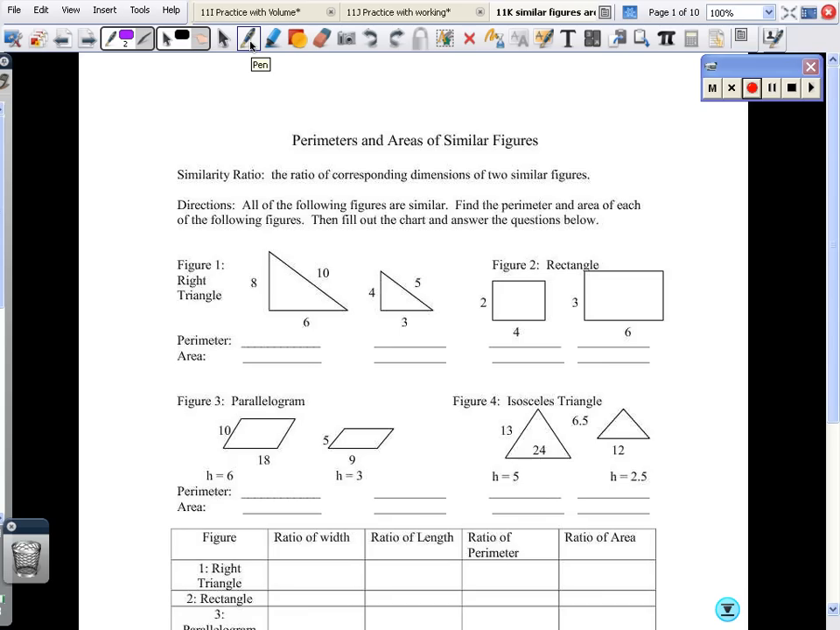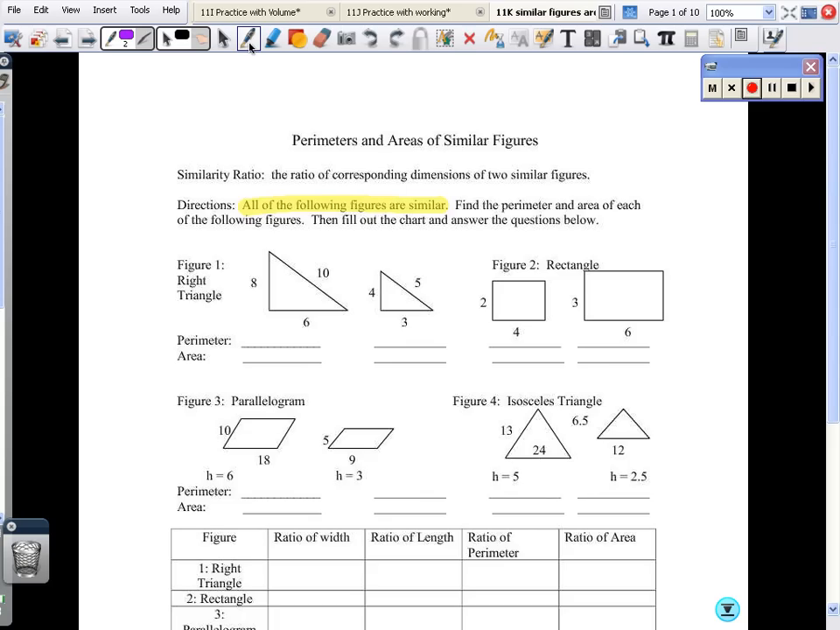The first thing you're going to need to do is read the directions. The similarity ratio up at the top, it's defined for you. It says it's the ratio of the corresponding dimensions of two similar figures. And then the directions say that all of the following figures are similar. So you need to notice that all of the following figures are similar. Find the perimeter and area of each of the following figures, then fill out the chart and answer the questions below.